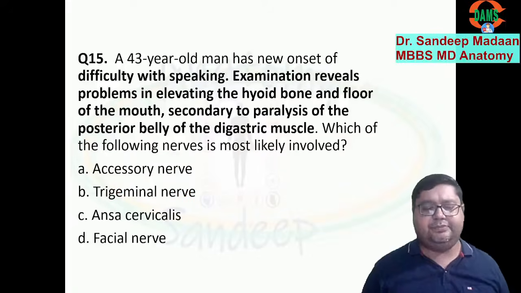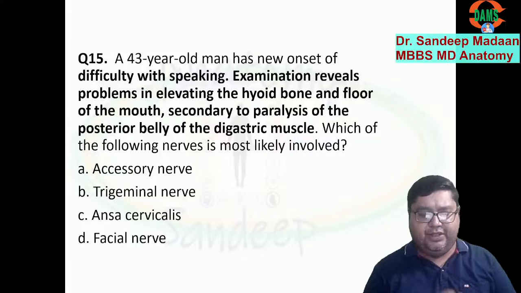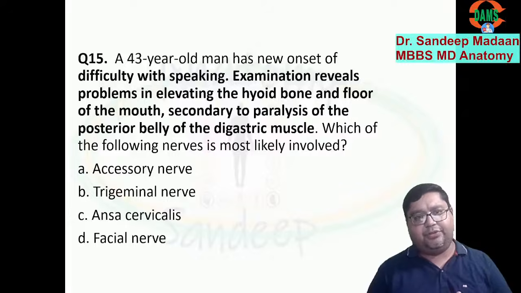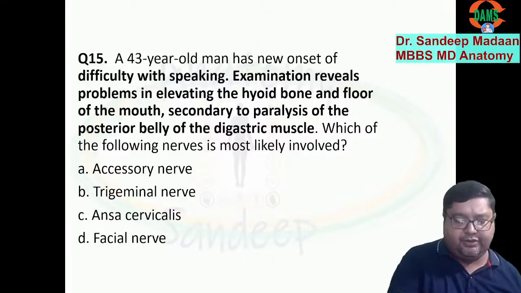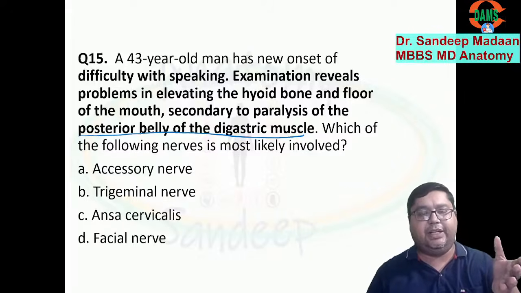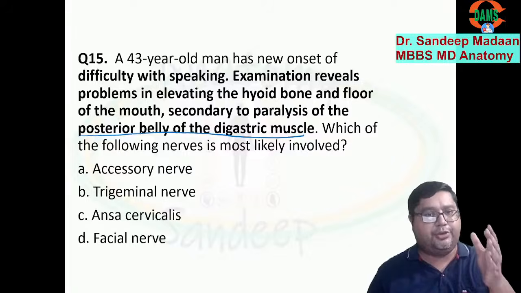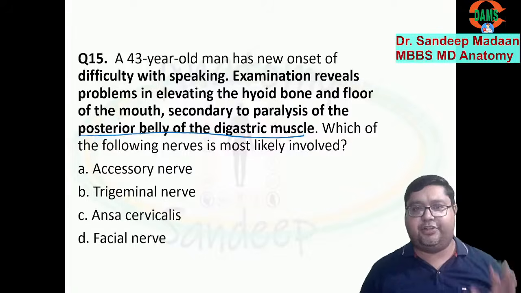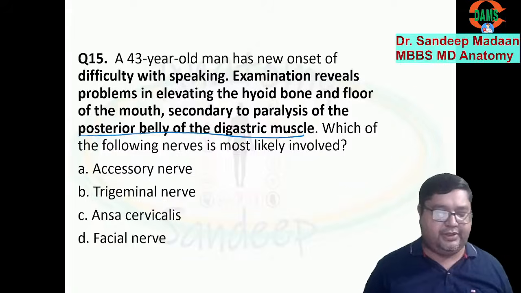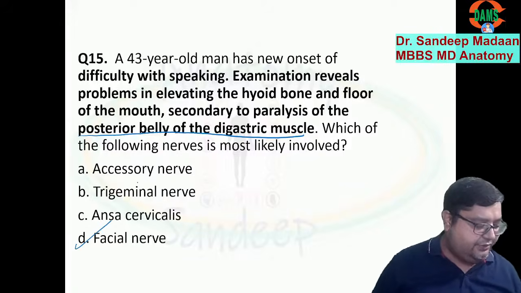Now tell me, what is this? This is a very simple question, even though some clinical setting is given. But finally, what the examiner wants to know is that there is a paralysis of the posterior belly of the digastric muscle. Now we have two bellies of the digastric: the anterior belly comes from the first arch, the posterior belly from the second arch. The first arch is supplied by the mandibular nerve, the second arch by the facial nerve. Straightforward answer is the facial nerve.